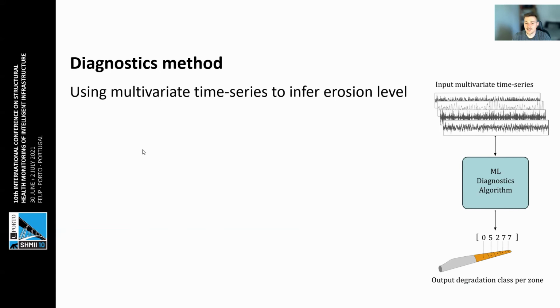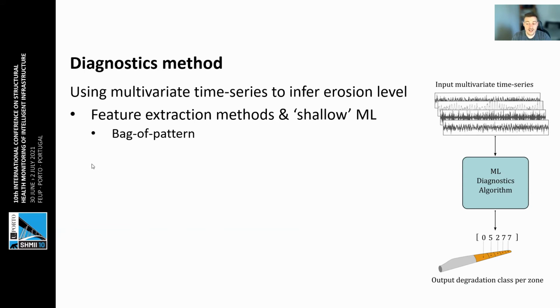Well, one option is to use a feature extraction method combined with a simple shallow machine learning classifier, such as support vector machines. And these feature extraction methods, I've listed two here, which are popular. Bag of pattern methods have been quite popular in recent times, and random convolutional kernels, the so-called ROCKET method, has been shown to be quite effective.